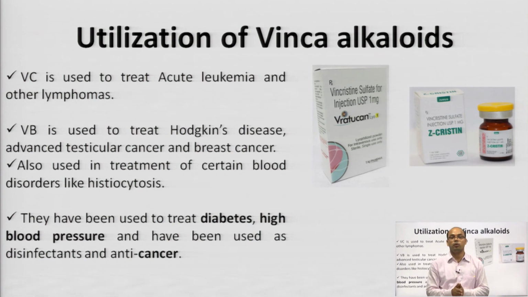Finally, we should know about the uses of these Vinca alkaloids we are going to isolate. So you can see here that Vinca is a potent anti-cancer drug, and especially vincristine is used to treat acute leukemia and other types of lymphomas. So it is a potent anti-cancer drug which is being used in the treatment of acute leukemia and other types of lymphomas.